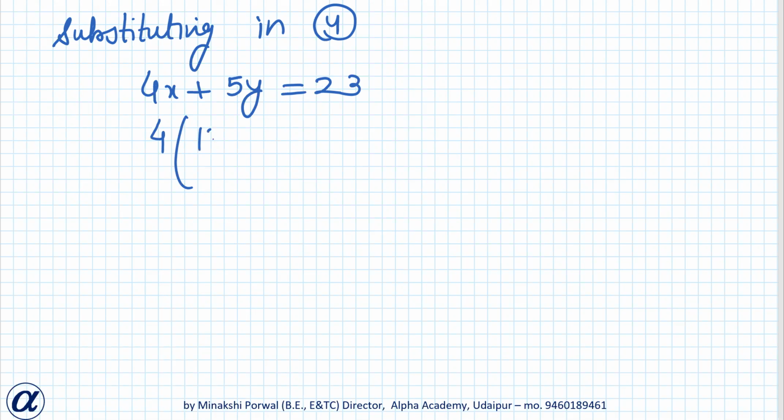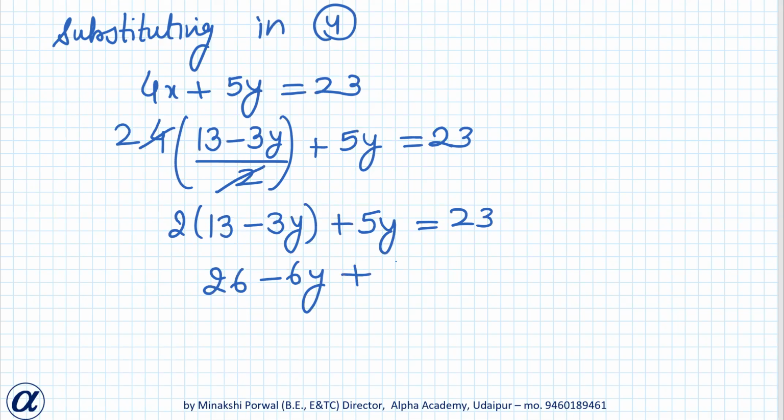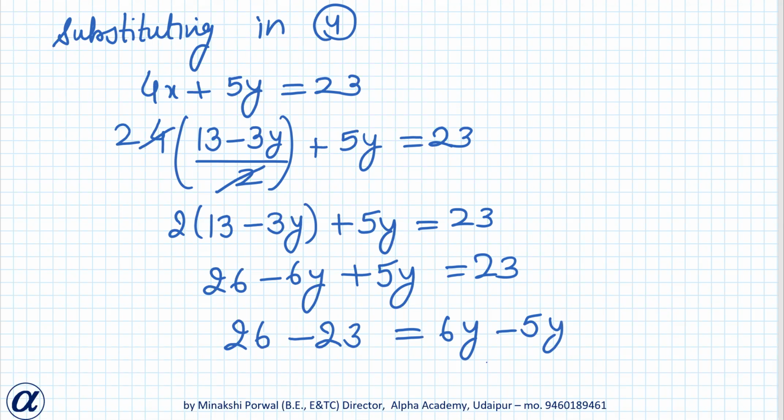4 into (13 minus 3y) upon 2 plus 5y equals 23. So this is equal to 2. 2 into (13 minus 3y) plus 5y equals 23, or 26 minus 6y plus 5y equals 23. So 26 minus 23 equals 6y minus 5y, or y equals 3. This is the value of y.